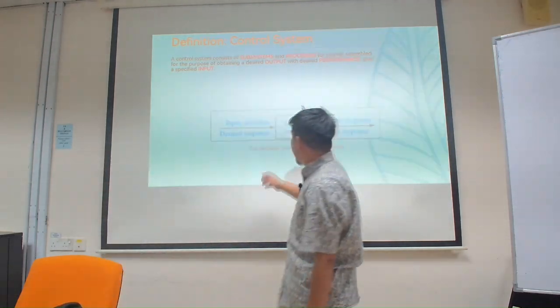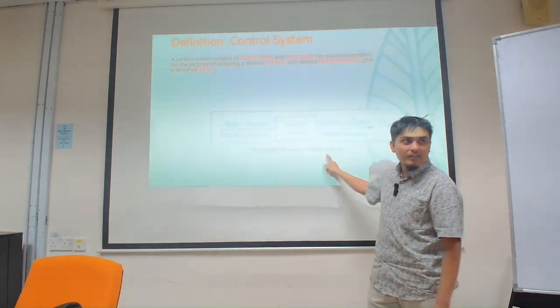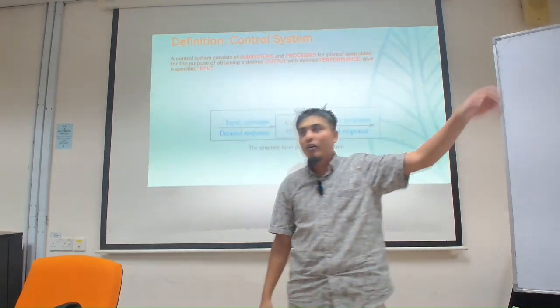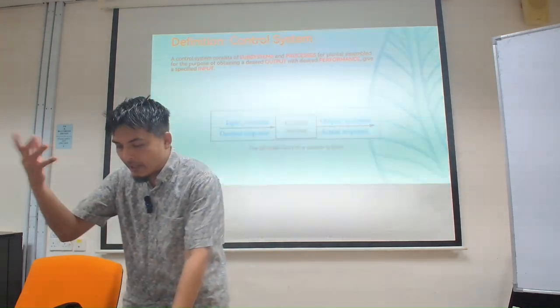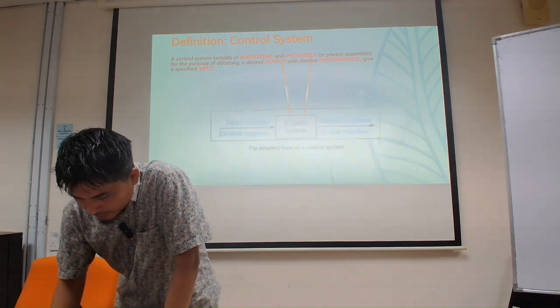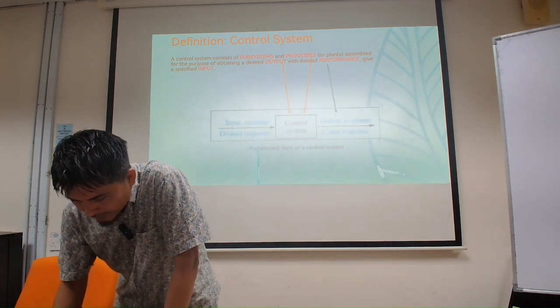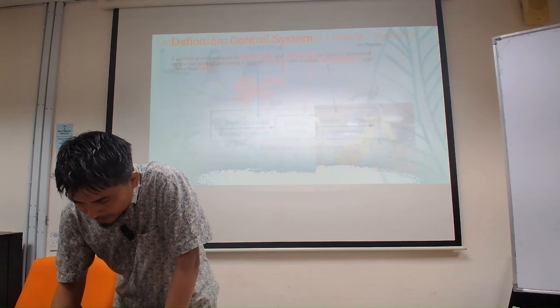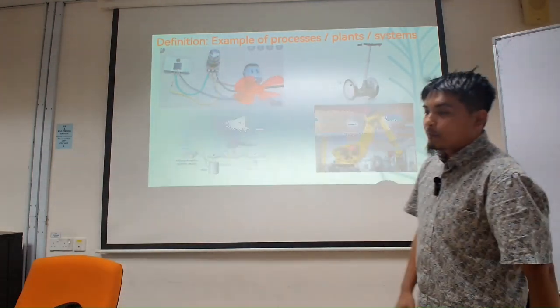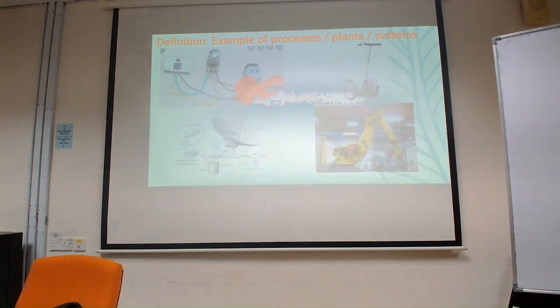So this is the simplest form of a control system. So this one we already put the feedback and so on. Then it will become a little bit complicated. Okay, so this is an example of a process, plant, or system.